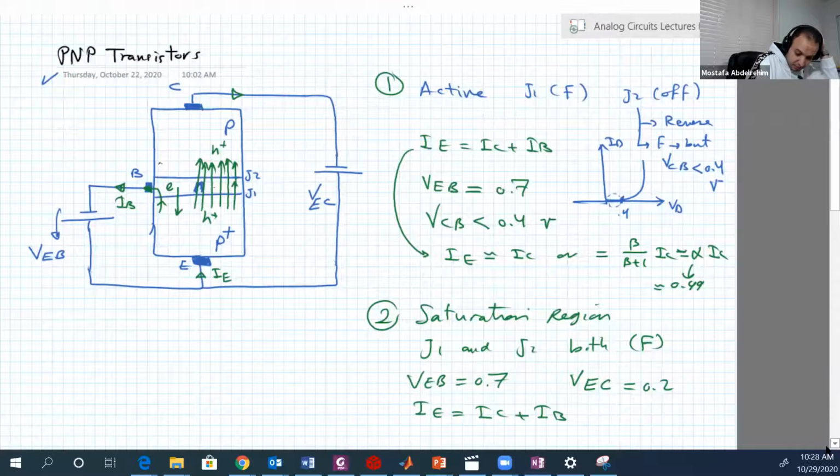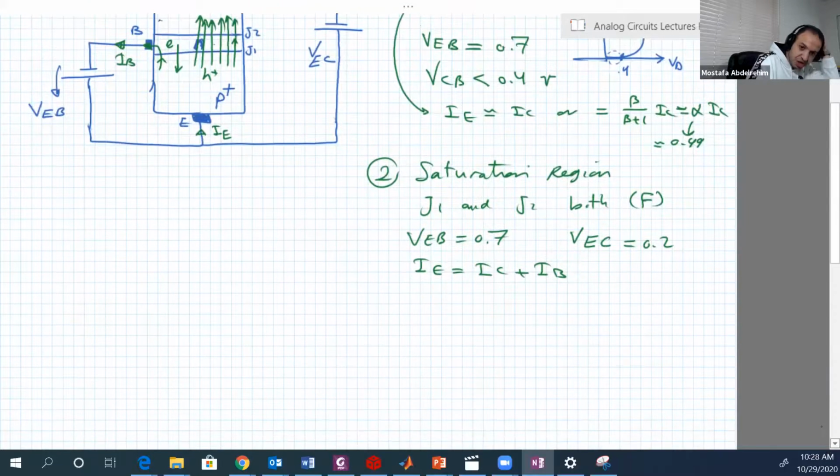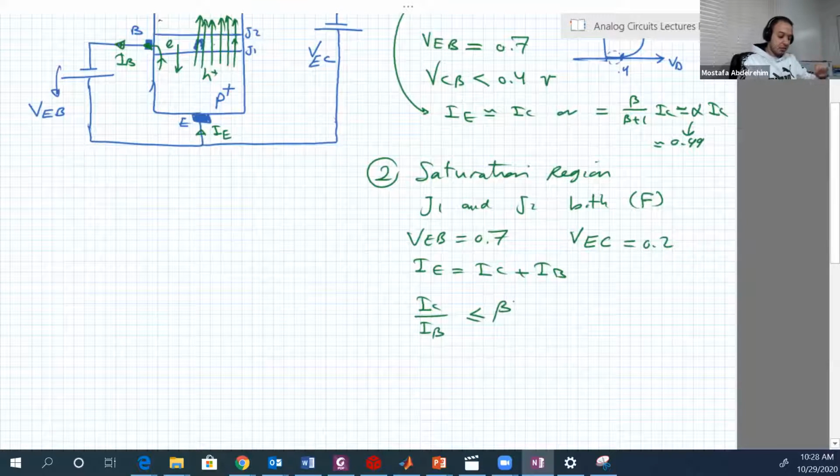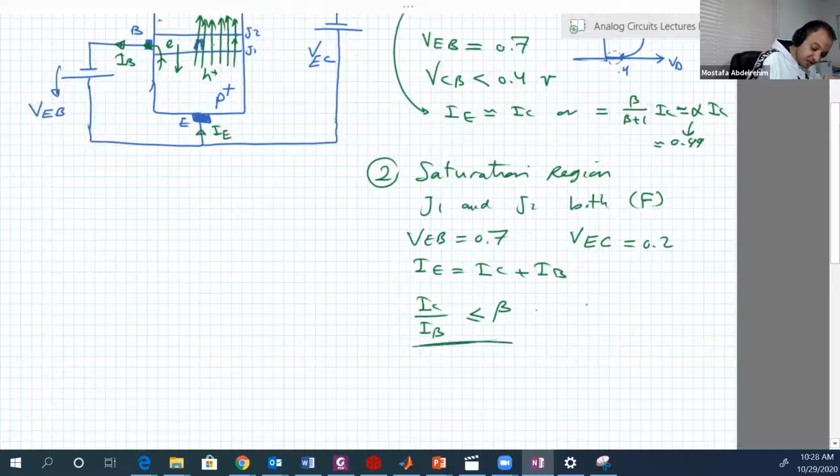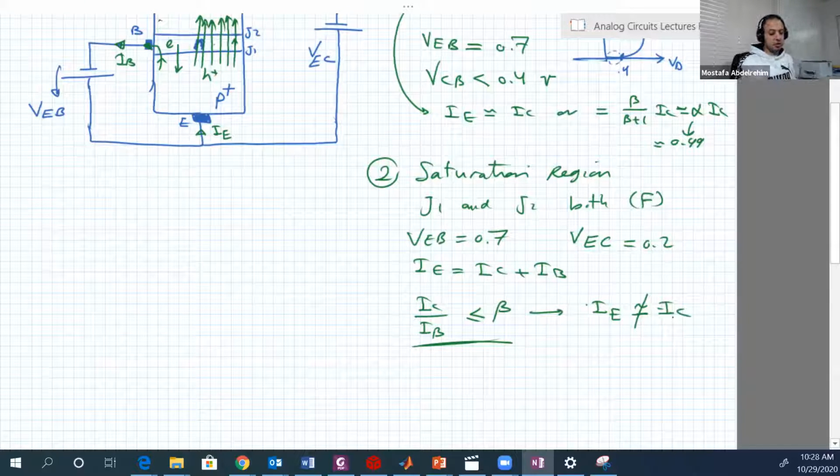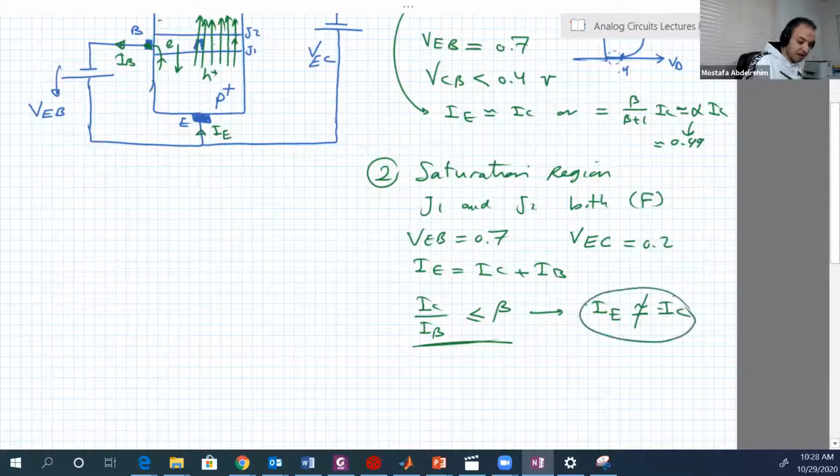But now, in the saturation region, IC divided by IB is less than or equal to beta. And remember, based on this, this means that this relation here, IE approximately equal to IC, doesn't hold anymore. So don't use this one in the saturation region, only in the active region.